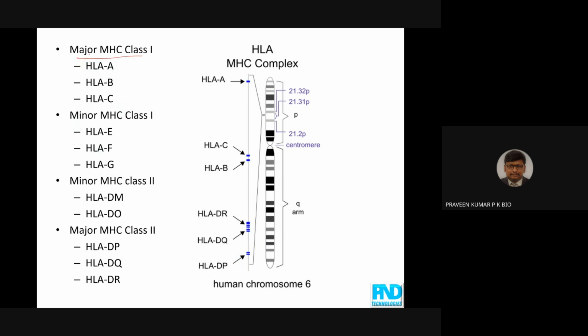So for major MHC class 1, you see A, B, C, and for major MHC class 2, you find DP, DQ, DR, which code for MHC class 2. And other than this, you can also find minor ones, E, F, G. Very rarely do we work with these minor MHC class 1 and class 2. In chromosome 6, where exactly HLA is coded, you can find it on the short arm or the long arm.